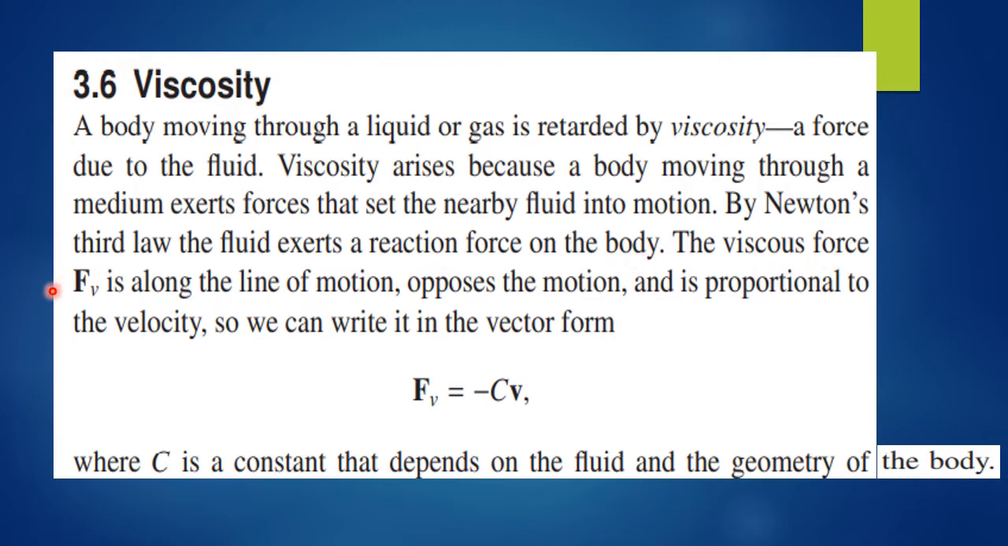The viscous force, denoted by Fv, is along the line of motion and opposes the motion, and is proportional to the velocity. So we can write it approximately as Fv equals minus C, a constant, times V. F is proportional to V and opposite to the direction of motion. C is a constant that depends on the fluid and the geometry of the body.